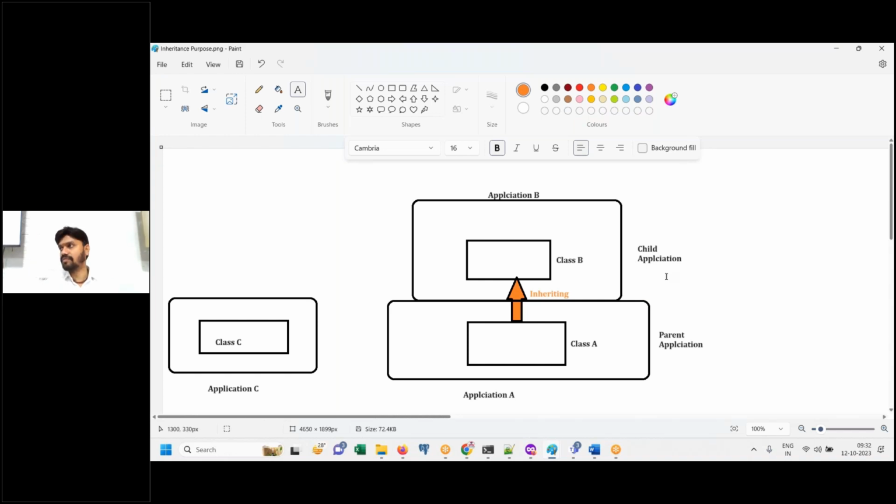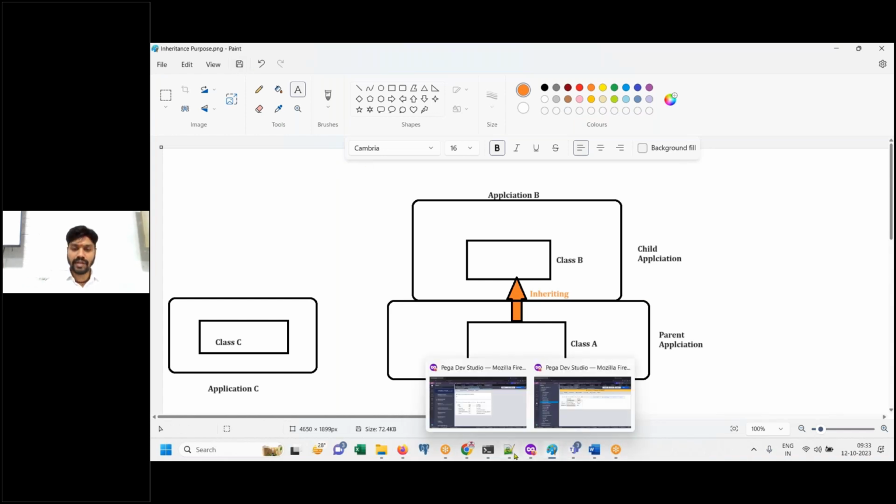Wherever you go, create class C as a parent class. No, I am not saying that you must access it. I'm just saying if the class is in a separate application without relation, where application to application is not there, then class to class is also not possible. Can a single child have two parents? I'll show you practically. In Pega, it is possible. We'll come to that point in the inheritance concept.